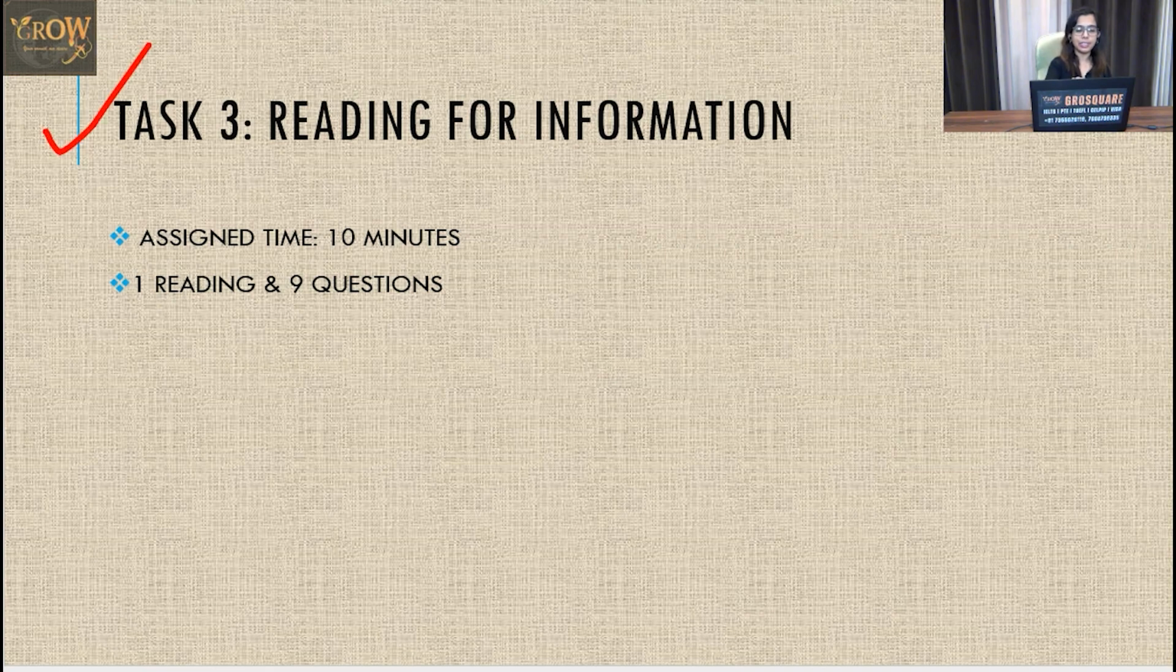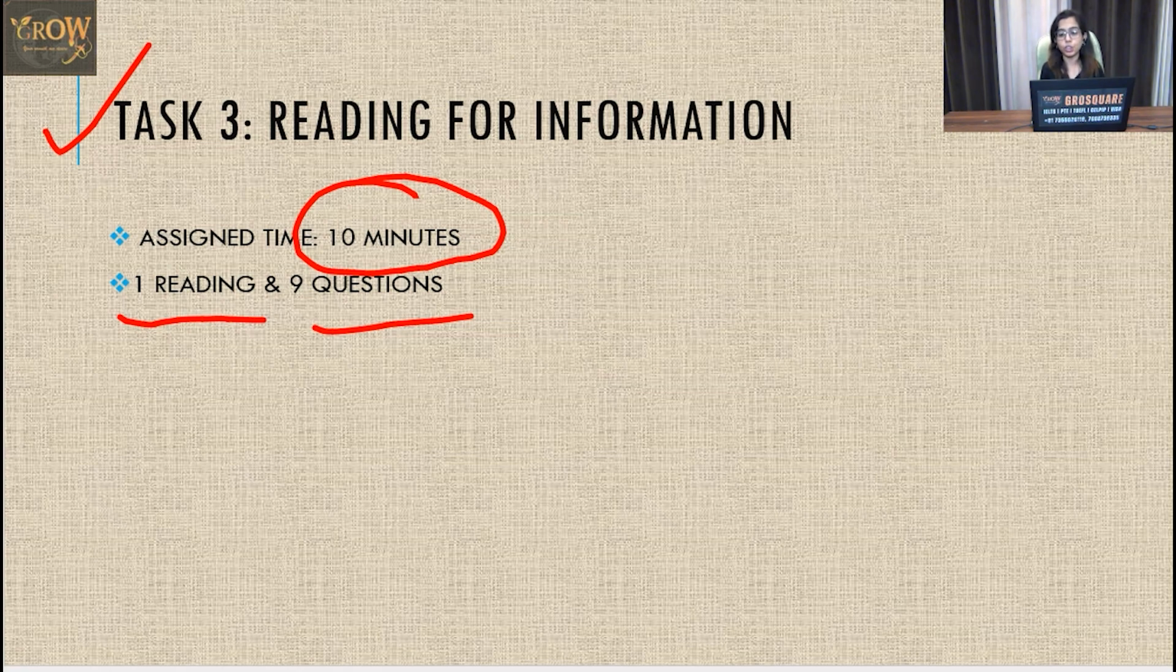Task 3 is basically reading for information, and the time assigned for this part would be 10 minutes. There would be 1 reading and you need to solve 9 questions. The main thing over here is, even if you solve the questions before the prescribed time span, the time would not be carried forward, right? So it's very important that you are careful.